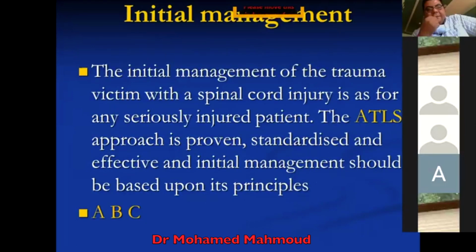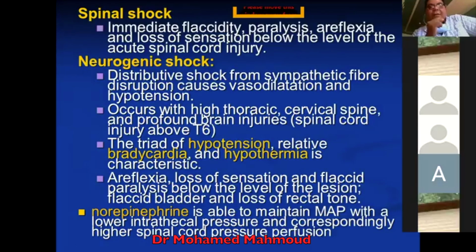There are two types of shock we should differentiate between: spinal shock and neurogenic shock. Spinal shock is the immediate flaccid paralysis, areflexia, and loss of sensation below the level of the lesion. Neurogenic shock is distinct: sympathetic fiber disruption causes vasodilatation and hypotension. It occurs with high thoracic and cervical spine injuries and profound brain injuries above the level of T6. The triad of hypotension with bradycardia and hypothermia is characteristic of neurogenic shock. Areflexia, loss of sensation, and flaccid paralysis occur below the level of the lesion.